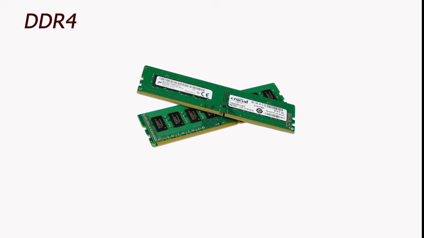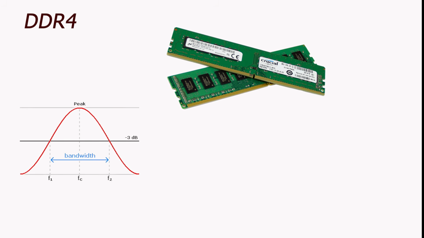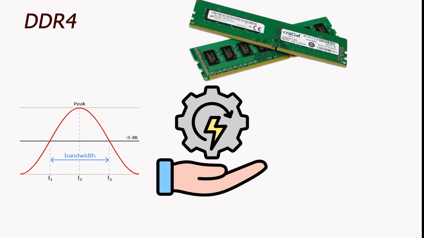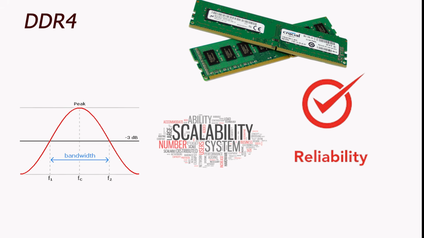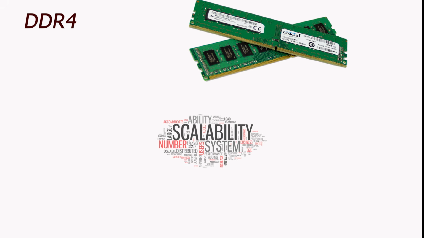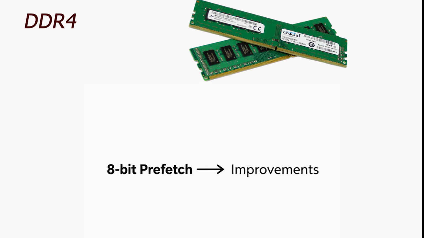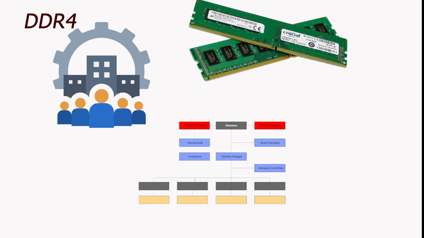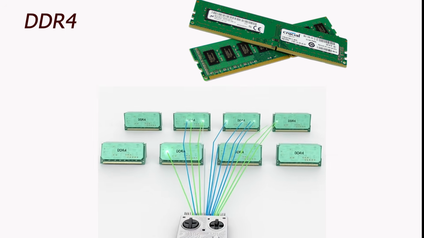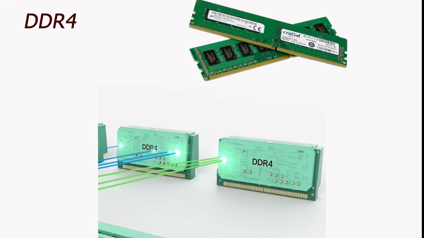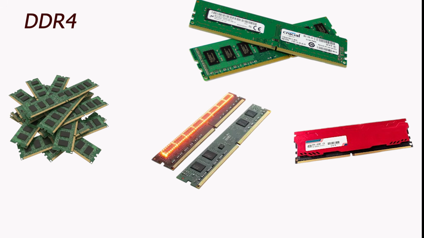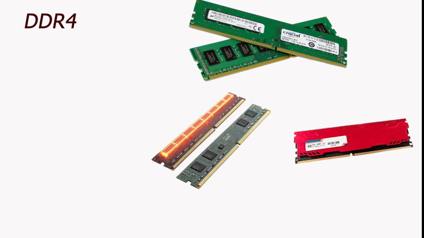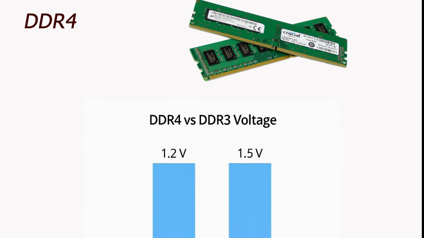DDR4. It is the fourth generation of DDR memory, designed to deliver higher bandwidth, improved power efficiency, greater reliability, and better scalability than DDR3. DDR4 continues to use an 8-bit prefetch architecture, similar to DDR3, but introduces major improvements in memory organization, bank structure, and command handling. DDR4 increases the number of internal memory banks, allowing the memory controller to access multiple memory locations more efficiently and reduce access conflicts. DDR4 operates at a standard voltage of 1.2 volts, which is significantly lower than DDR3's 1.5 volts.